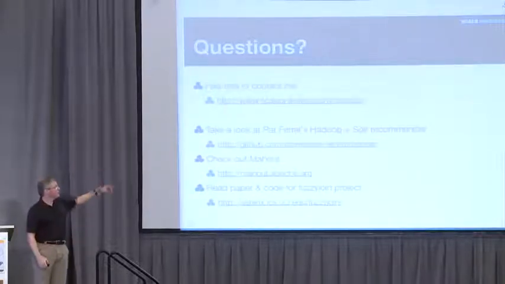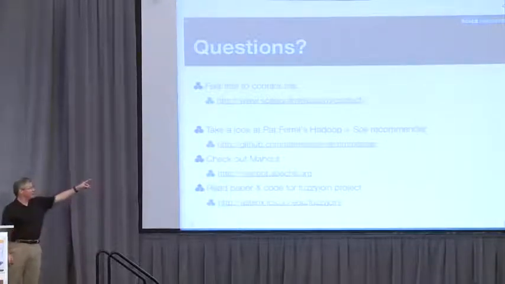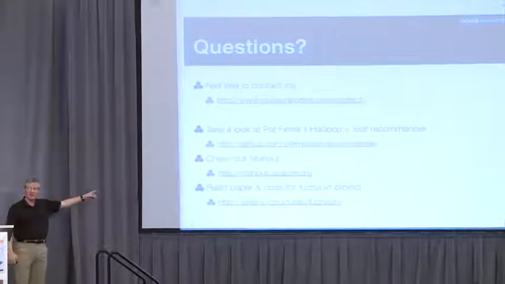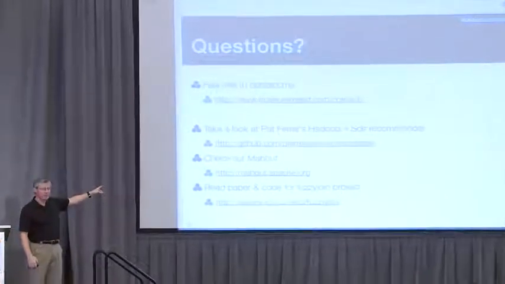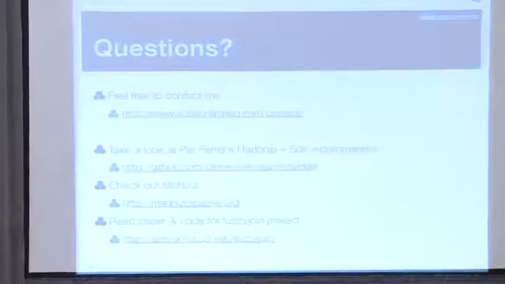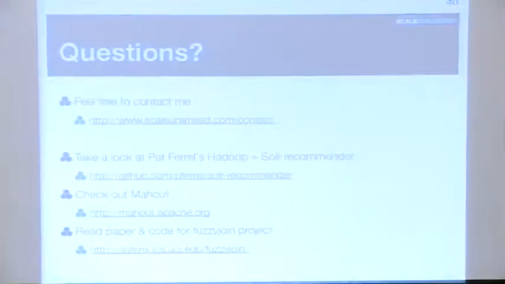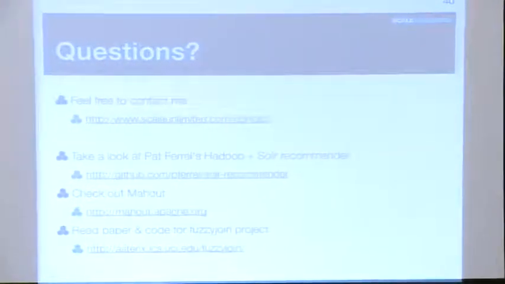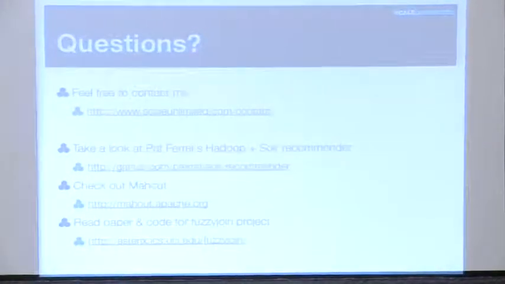So if you have any questions, contact me at Scale Unlimited. There's a contact form. Pat Farrell's got this Hadoop plus Solr recommender project I was talking about, which is the thing of generating that co-occurrence matrix and then putting it into Solr. Mahout is the row similarity job. And then the fuzzy join project is the one I was just talking about here with parallel set similarity. So it's a university project.